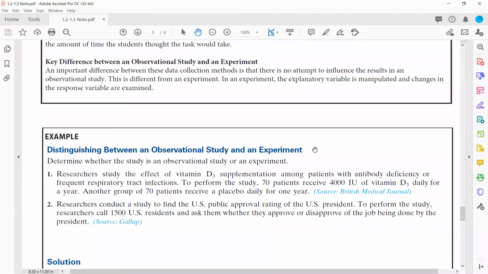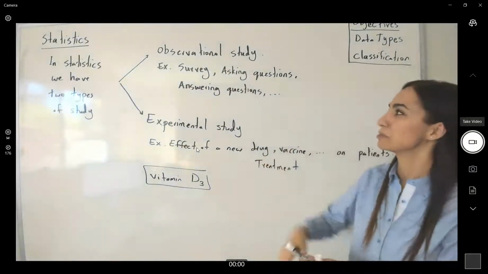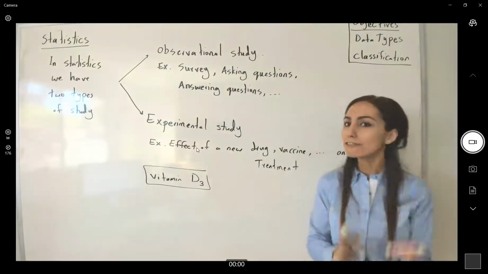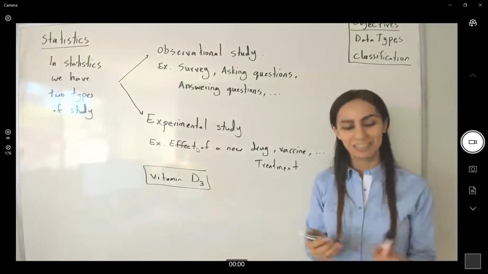It says researchers conduct a study to find that US public approval rating of US president. To perform the study, researchers called 1,500 US residents and asked them whether they approve or disapprove of the job being done by the president. What do you think? Is this an observational study or is this experimental? This is an example of observational study. Remember that. Survey, asking questions, answering questions, in general, collecting data without influencing people or participants is observational study.